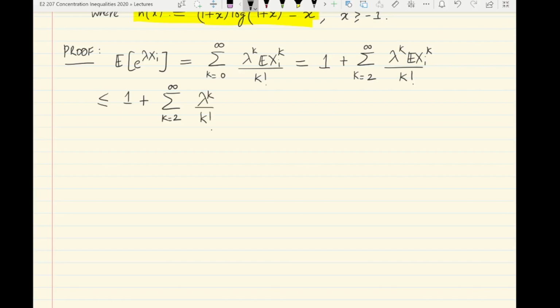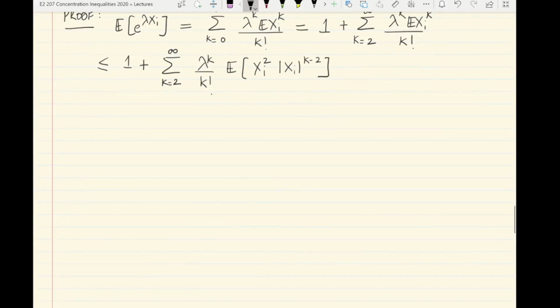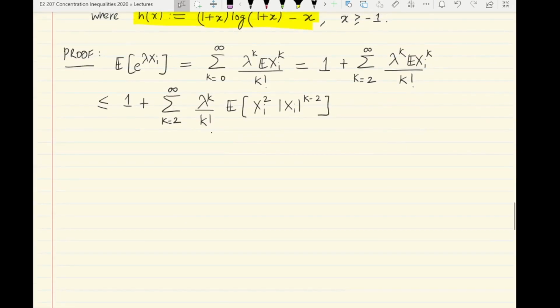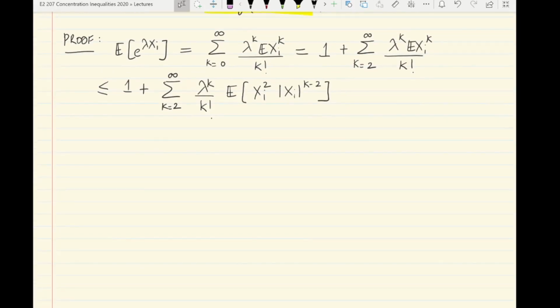From the expected value of xi raised to k, since k is at least 2, we can take out xi square, and then keep the remaining xi raised to k minus 2. So we have the expected value of xi square times the absolute value of xi raised to k minus 2. By putting the absolute value in, we can make an upper bound. Let's now invoke the bound that the absolute value of xi is at most c. Whatever is remaining is the expected value of xi square, which is just its variance. So this is at most 1 plus the sum of lambda to the k by k factorial, with c to the k minus 2 and what remains is just the variance of xi. Let's denote this by sigma i square, the variance of xi.